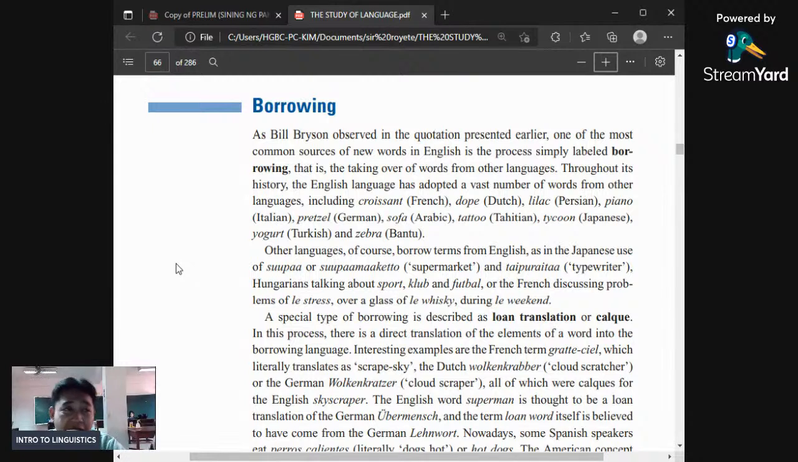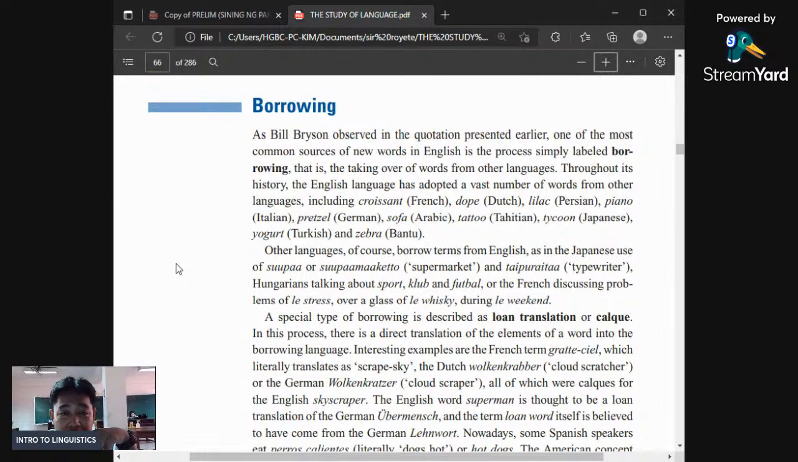Not all words are purely made by English. So, it means some of the words, or most of the new English words, are borrowed. And then they revised them, they just changed them into their accent. Right?